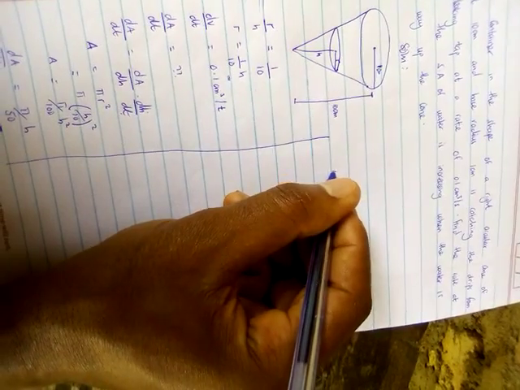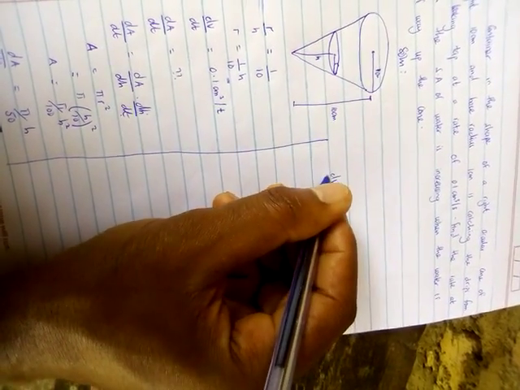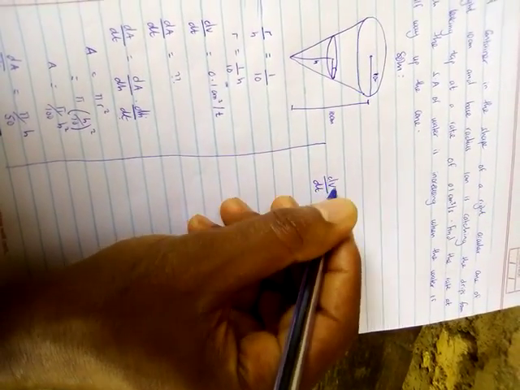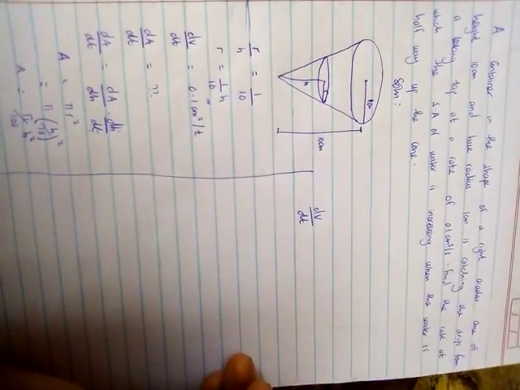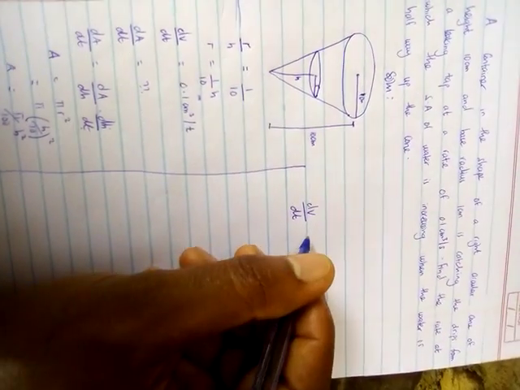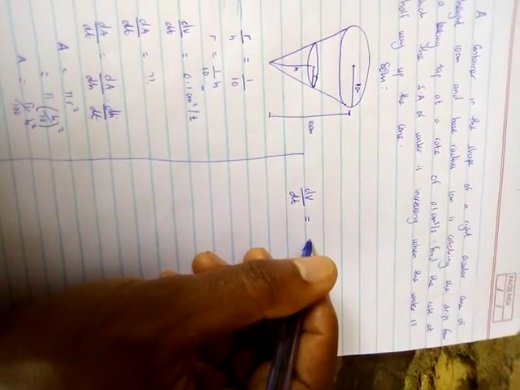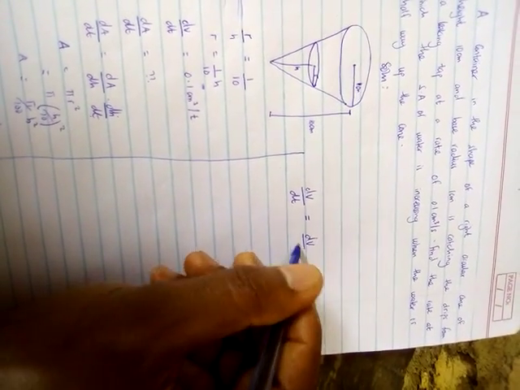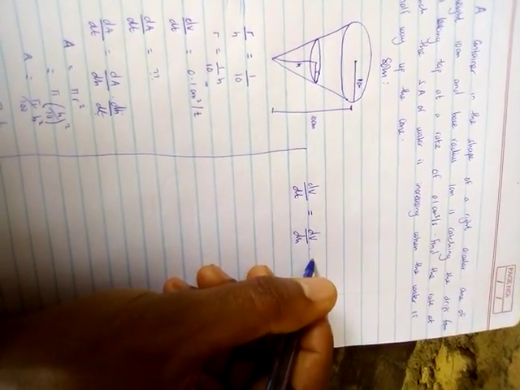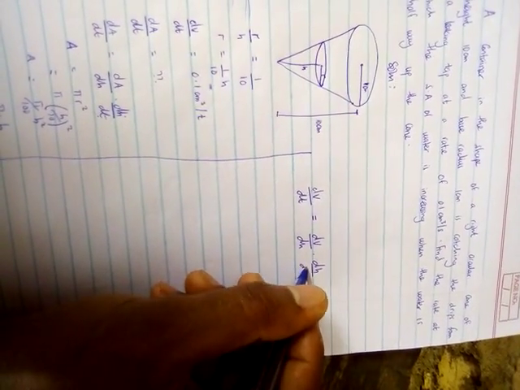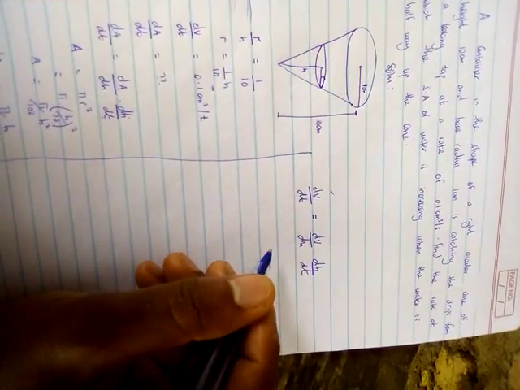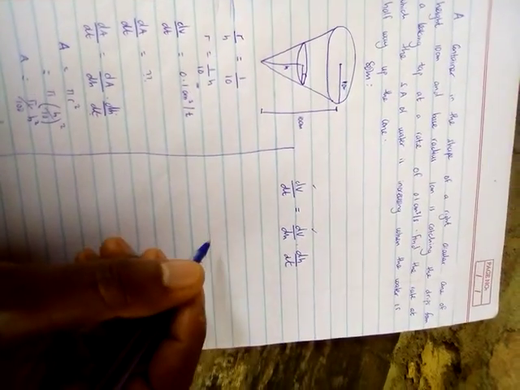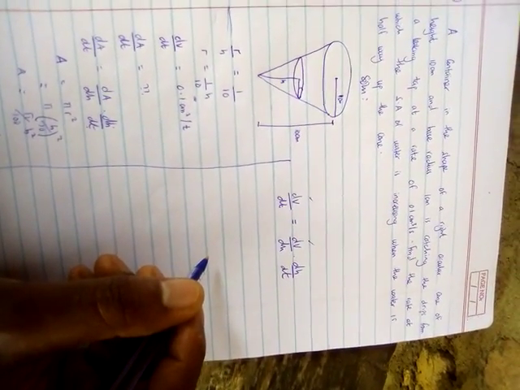So I can have my dV/dt, how the volume is changing with respect to time. My dV/dt can be the same as dV/dH multiplied by the dH/dt that I want. And remember, I know the value of this one. I can get this one from the formula of volume.